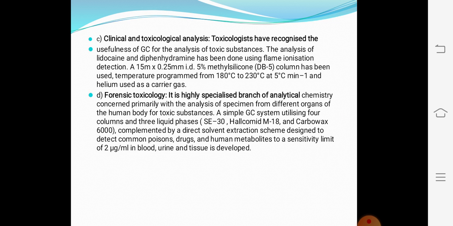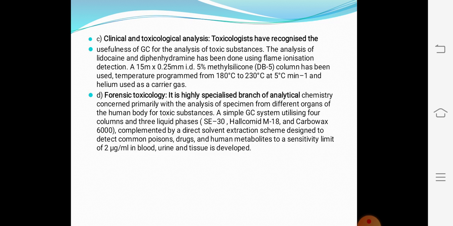Second, clinical and toxicological analysis. Toxicologists have recognized the usefulness of gas chromatography for the analysis of toxic substances. The analysis of lidocaine and diphenhydramine has been done using flame ionization detection.